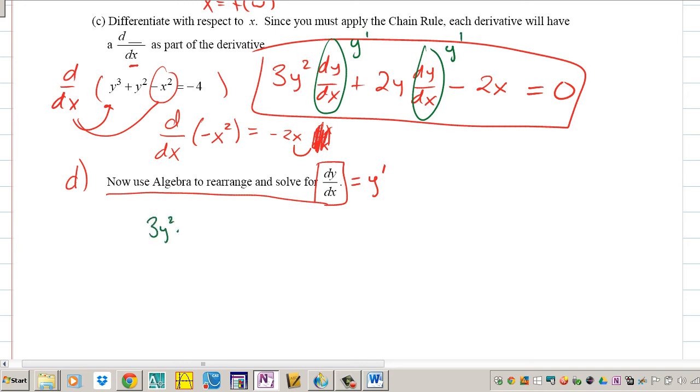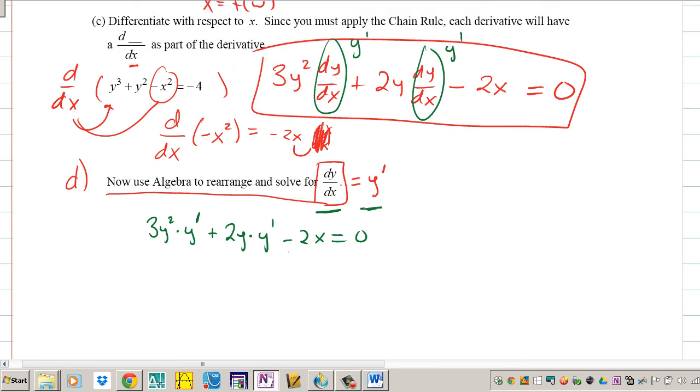3y squared times y prime. And the way I tell my students to do this is I always make them write a dot just to make sure that they're not confusing this y squared with a y to the first. And your primes, you have to know what your primes are. Just make them stand out. That's your prime. 2y times y prime minus 2x is equal to 0. I want to solve for dy/dx, which is the same thing as y prime.